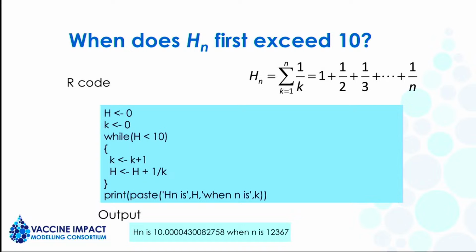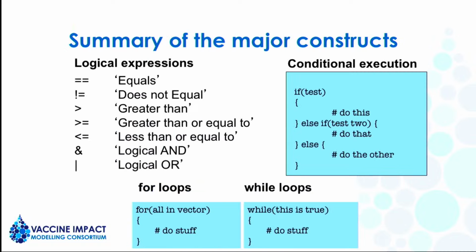And from that, we get that it takes 12,367 steps to get a harmonic number greater than 10. I think you'll probably agree it's better getting R to do it than writing it out yourself on paper. Okay. These are very simple examples. You can construct more and more complex logic using these basic building blocks.